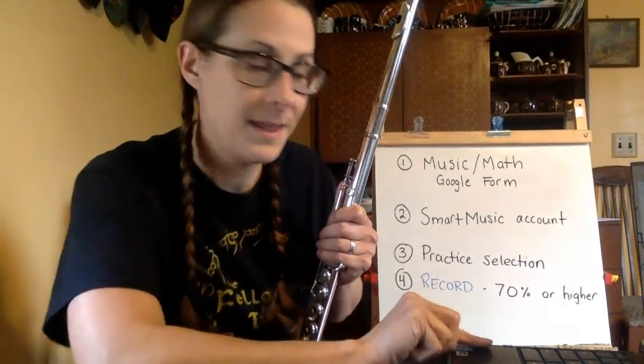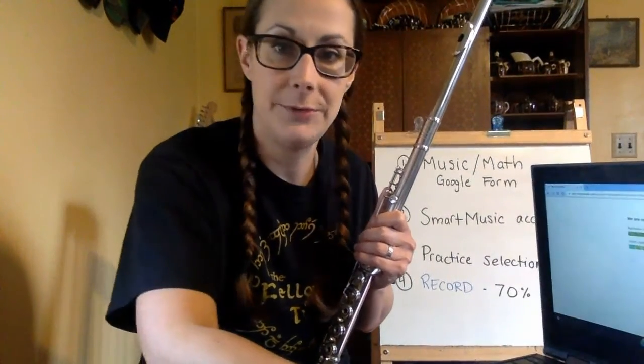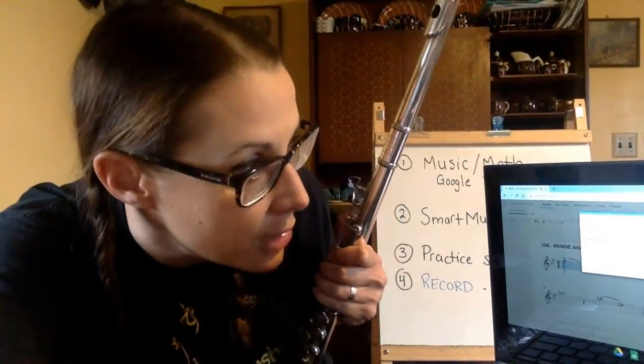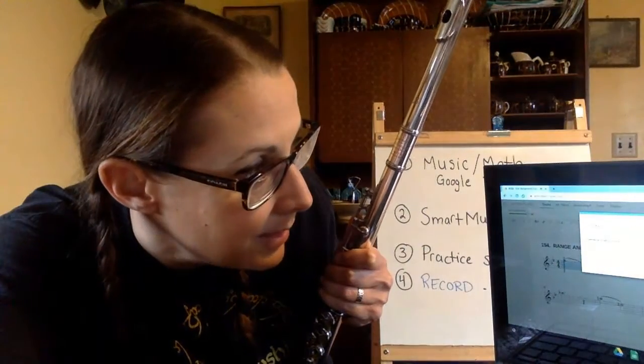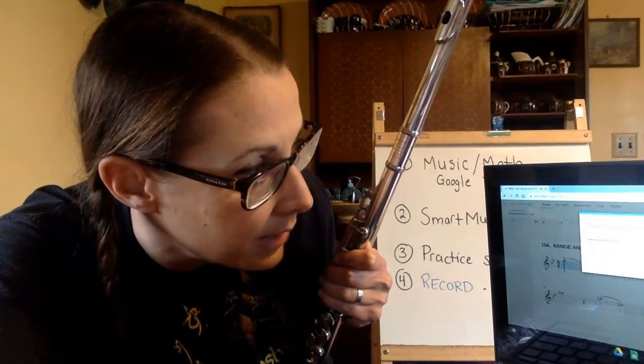Press OK. It's going to take me to the flute part. It's loading. It says, instructions for your assignment. Practice first and then record when you're ready. You can change the tempo in the top left corner. I'll show you that. Passing is 70% or higher. Smart Music will turn it into me.